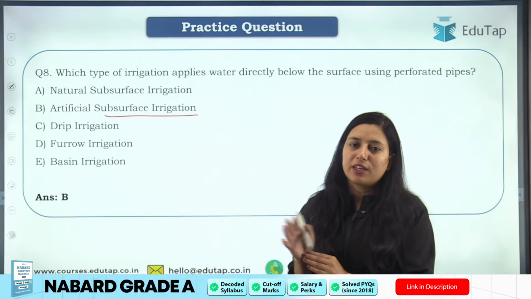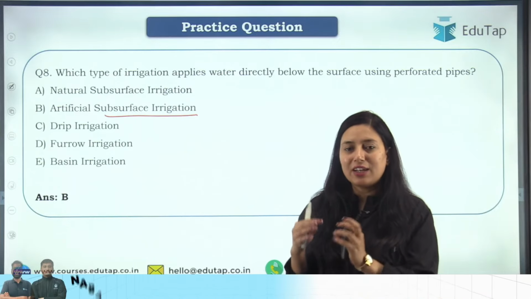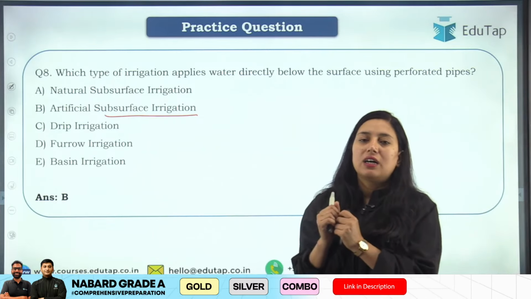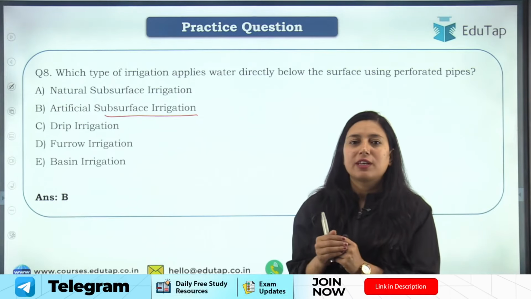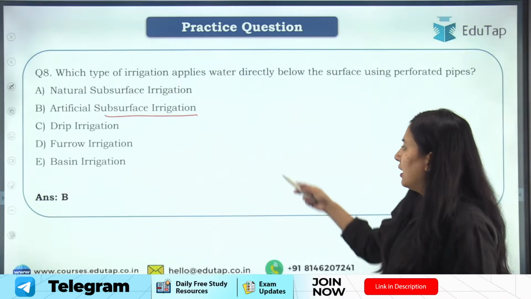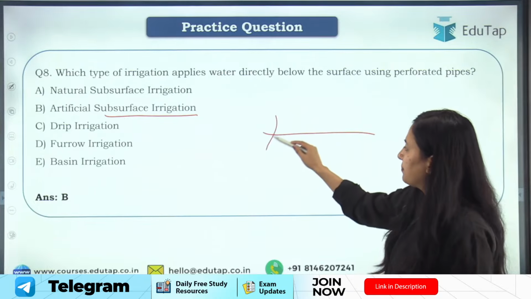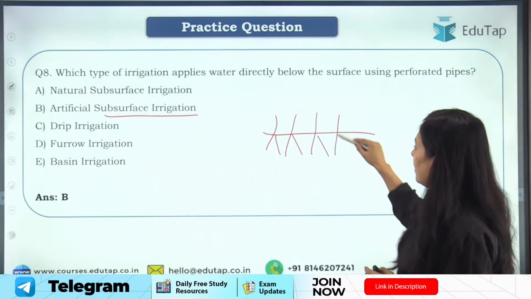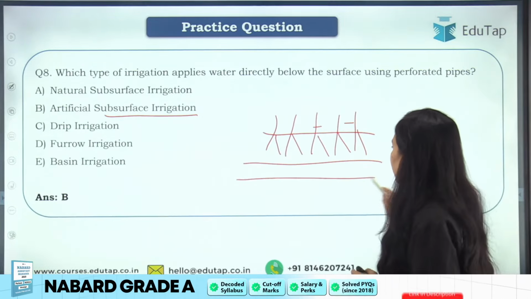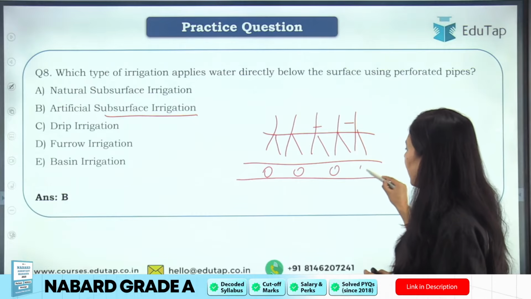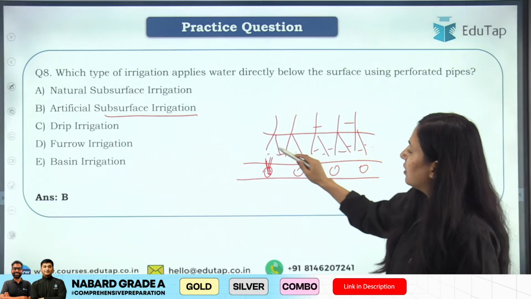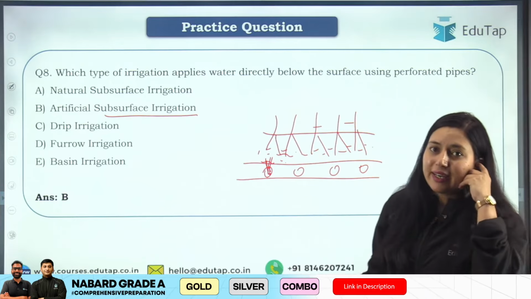In natural subsurface irrigation, the ground water table also contributes in providing water to the crop, right? And in artificial subsurface irrigation, we install some perforated pipes at the subsurface level, like this is your crop root, growing. So we will not irrigate the surface, rather we will add some perforated pipes at subsurface level, and through this perforated pipe the water will directly enter the subsurface level and can be taken up by the crop root.